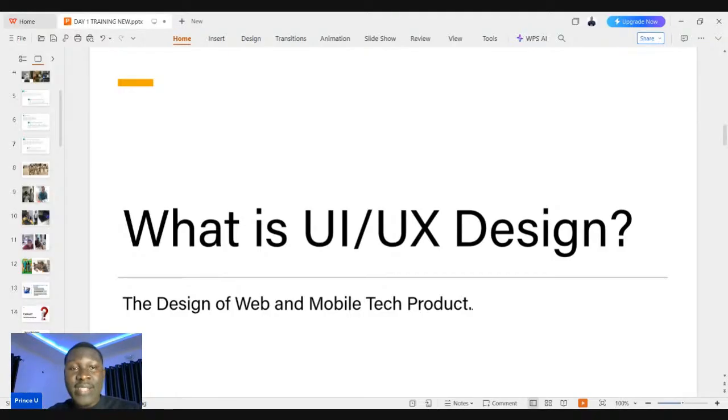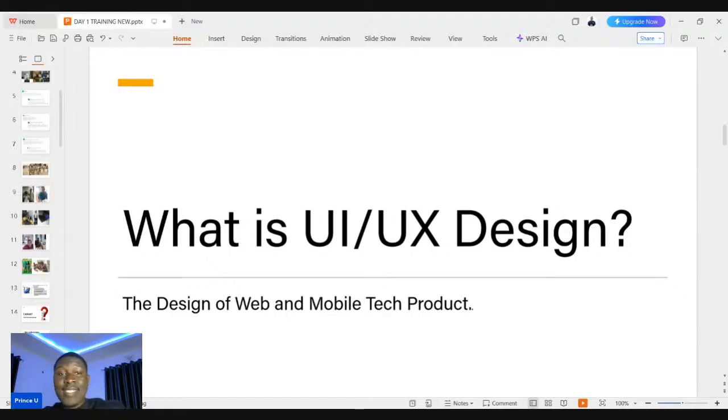So UI UX design, in case you don't know what it is, is simply the design of websites. If you know what a website is, type website. If you know what a mobile app is, type mobile app. If you know the two, type website and mobile app. Engage. So what UI UX design is all about is you are coming to design websites and mobile apps.